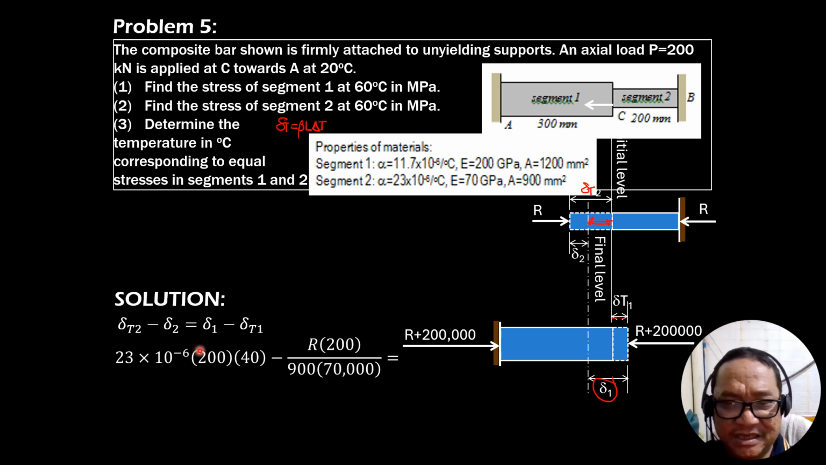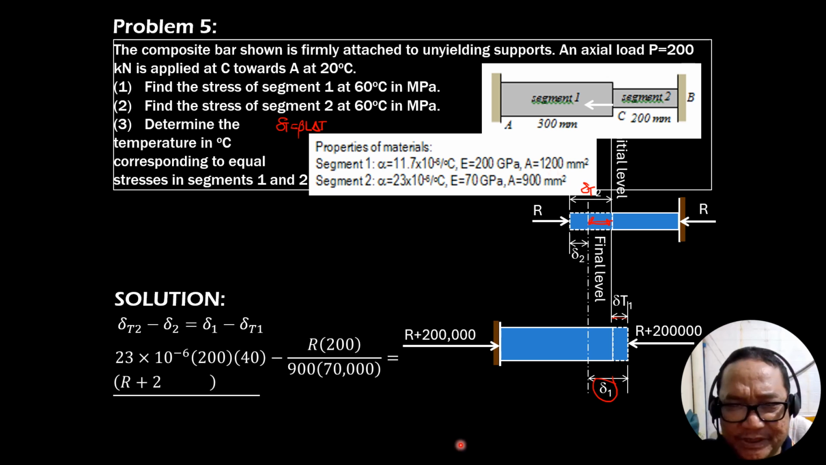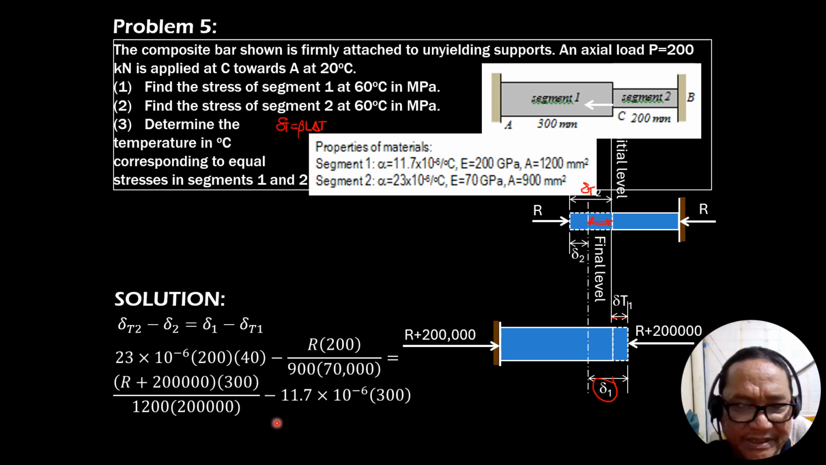Then equals delta 1. Delta 1 is force R plus 200,000, length of segment 1 is 300, area of segment 1, 1,200, E of segment 1, 200,000. So delta 1 again is force R plus 200,000, length 300 over area 1,200, E 200,000. Minus delta T1, which is the coefficient of thermal expansion of segment 1, length of segment 1, 300, then delta T, which is 60 minus 20, so 40.